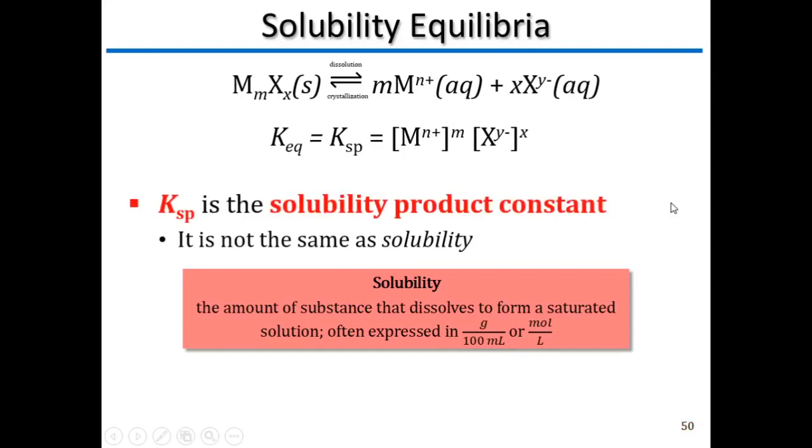Ksp is a solubility product constant, but it's not necessarily the same thing as solubility. It's like a Ka or another equilibrium constant, where it just tells us how far the reaction lies in the forward direction or the backward direction. So it's sort of like a Ka or a Kb value.